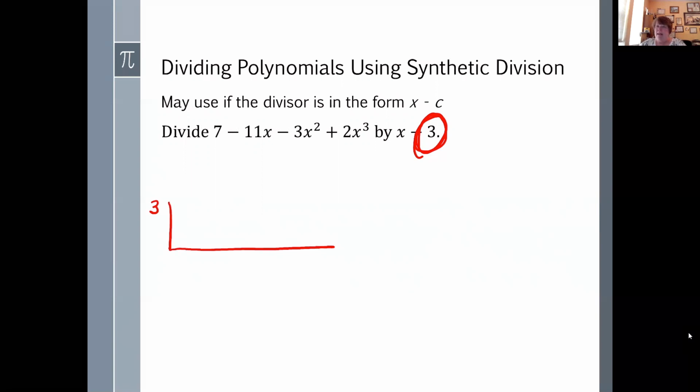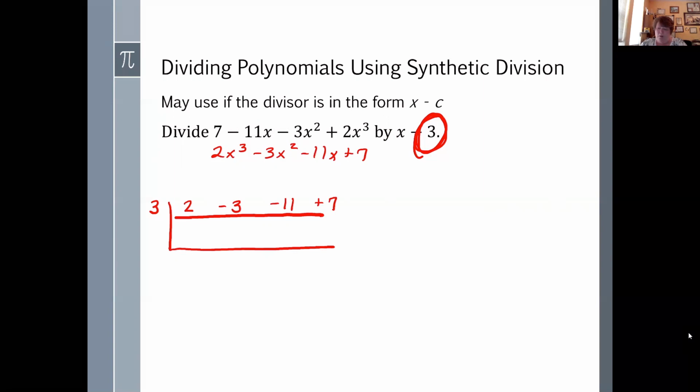Okay? And now I'm going to put in the same row as the 3 the coefficients on my dividend. Now they need to be written in descending order. So I need to write this as 2x to the third minus 3x squared minus 11x plus 7. And I'm going to write in that same row as the 3 the coefficients on my terms. So I'm going to write a 2, a minus 3, a minus 11, and a plus 7. I only need the coefficients.